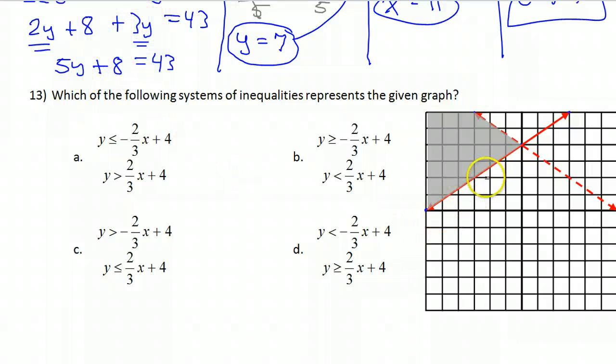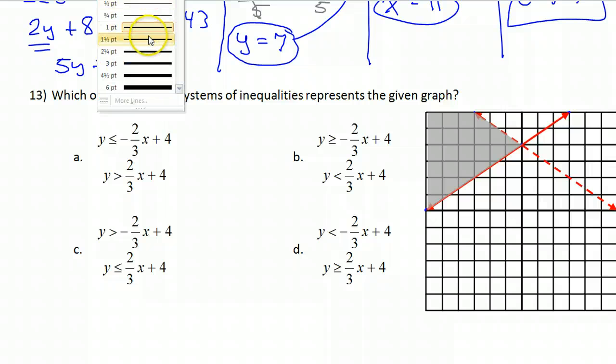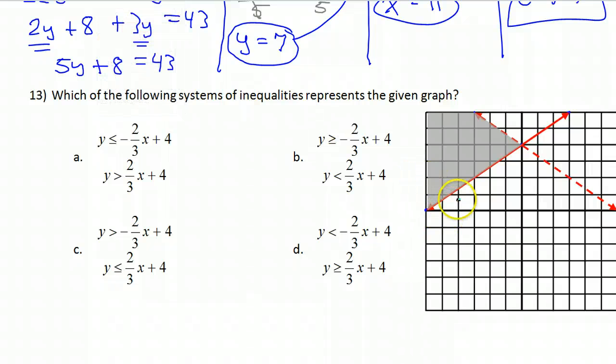The solid line here has a positive slope. As an equation, I'm looking at y equals... the slope seems to be going up 2 over 3, so the slope is 2/3. So I've got y equals 2/3 x, and the y-intercept is 4. So that's 2/3 x plus 4. That would be the equation of this line.